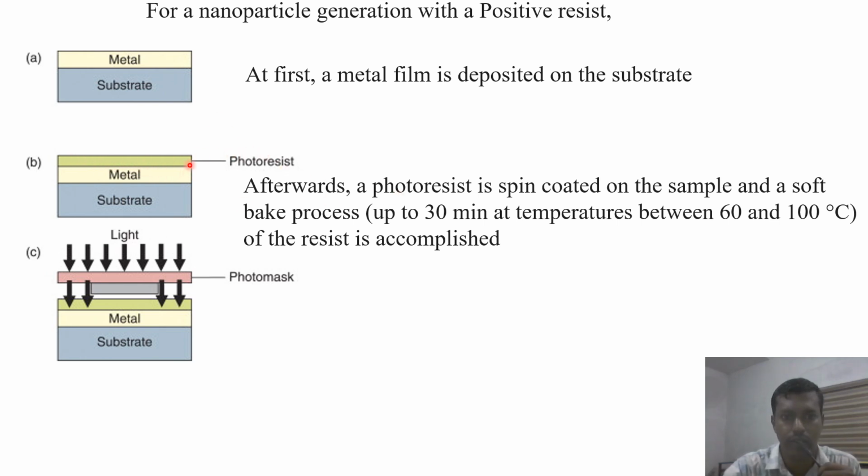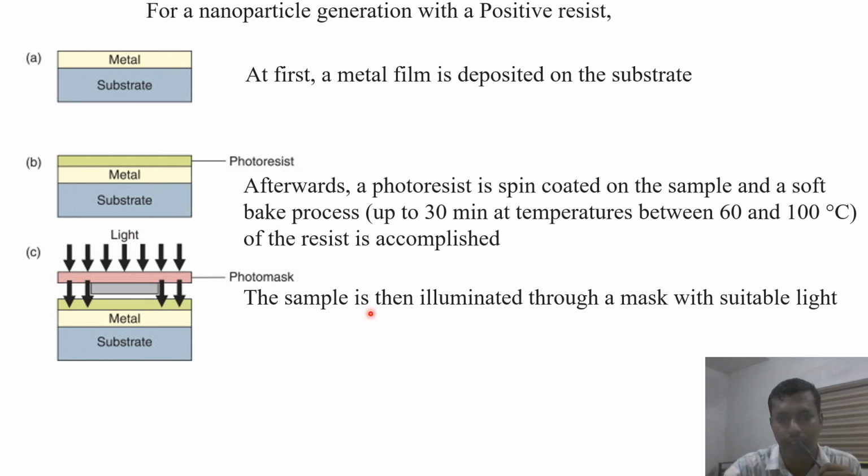The photoresist is spin coated using an instrument for spin coating, followed by a soft bake process. Baking means heating to about 60 to 100 degrees for about half an hour. So in the first stage, a metal film is deposited on the substrate. In the second stage, a photoresist is spin coated on top of the metal.